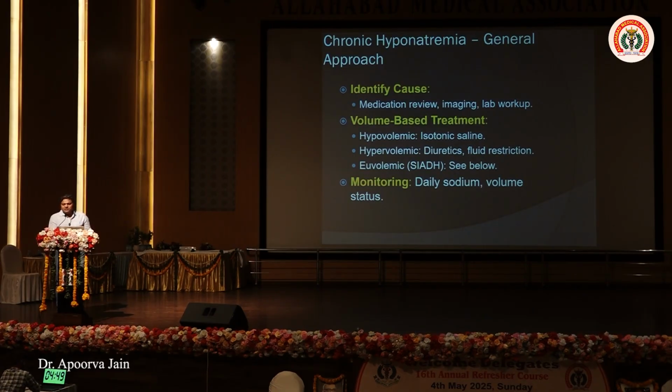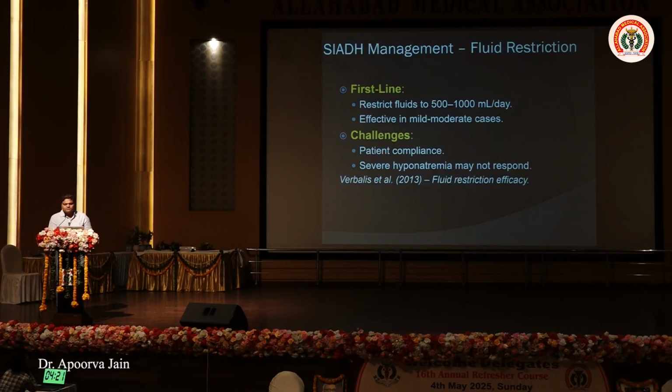Chronic hyponatremia, most important is to identify the cause. Look at the prescription. Look for thiazide diuretic, SSRI, carbamazepine. Look for chest CT. Look at his neurological examination, imaging, lab workup, etc. Volume-based treatment: in hypovolemic hyponatremia, isotonic saline. In hypervolemic hyponatremia, loop diuretic and fluid restriction should be attempted. In euvolemic, that is SIADH, we have already mentioned the treatment.